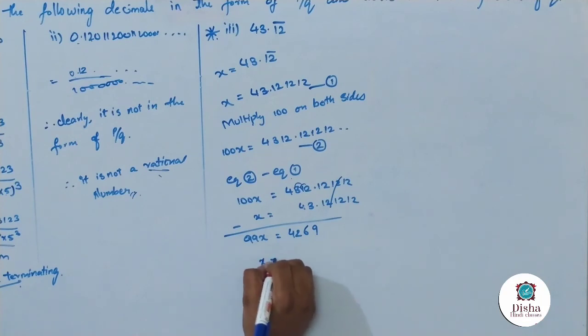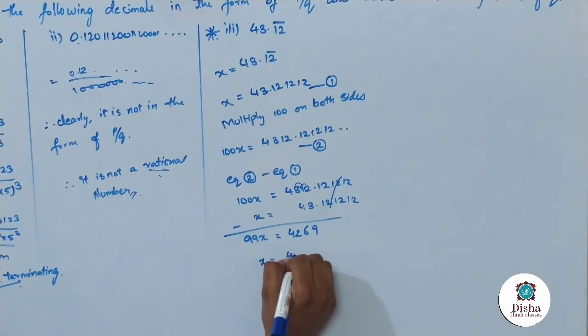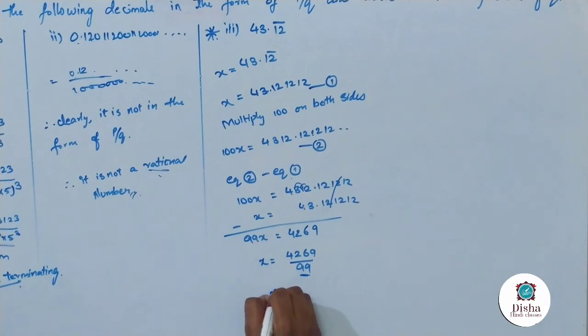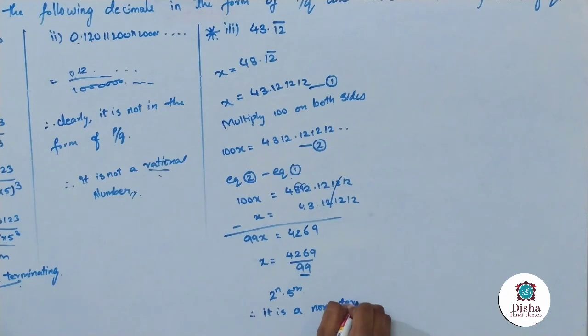So what will be the value of x? That will be 4269 by 99. Here 99 is not in the form of 2 power m into 5 power n. So therefore it is a non-terminating and repeating number.